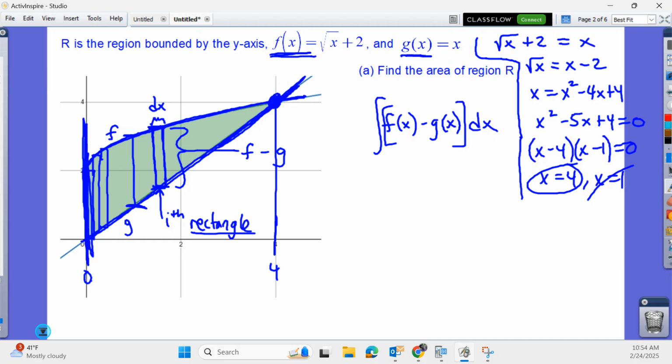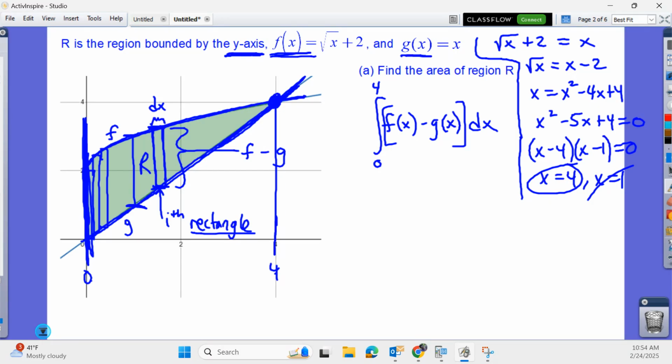So from 0 to 4 is what we're looking at. They did not intersect at 0, right? We have 0 as a boundary because our region is bounded by the y-axis. So even if we weren't given the graph, we could find it by graphing these curves and the y-axis and realizing R has to be this region here. All right, so we're just going to integrate f of x minus g of x from 0 to 4.